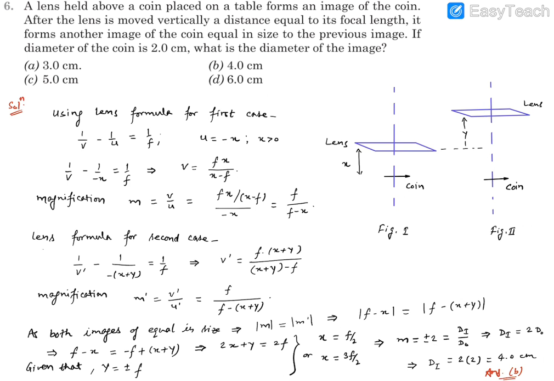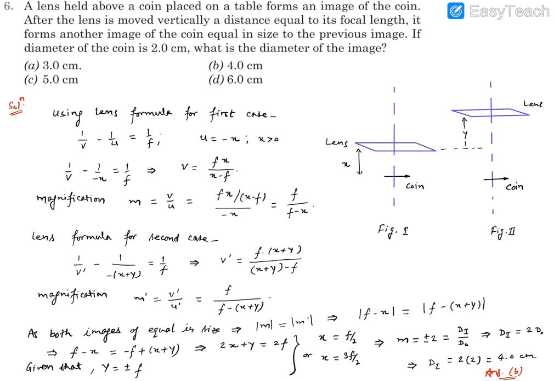Now in the second case, we are going to repeat almost the same calculation. The only difference is that now u will become minus of x plus y. Let's say that the image location is v dash, so v dash is going to be this number. Simply replace x in this expression by x plus y, because now we have added y. So magnification is going to be v dash by u dash, and this turned out to be f divided by f minus, in the bracket, x plus y.